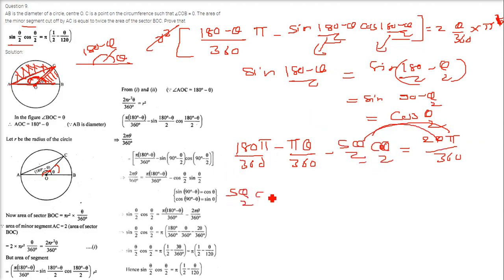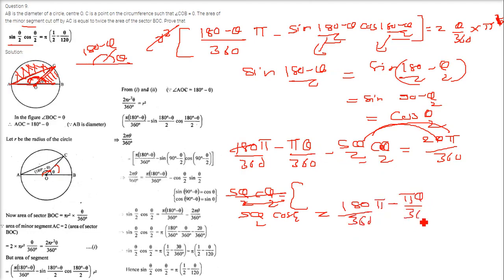So now sine theta by 2 cos theta by 2. What do we get here? This will be 180 by 360, so let it be like this only. I'll write sine theta by 2 cos theta by 2 equal to 180 by 360 pi minus pi theta by 360, and I take this here and bring it here. So minus 2 theta pi by 360.